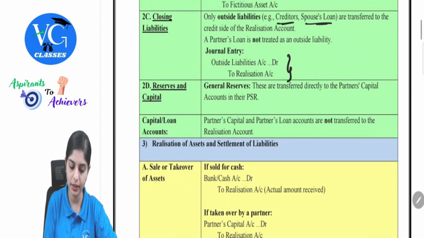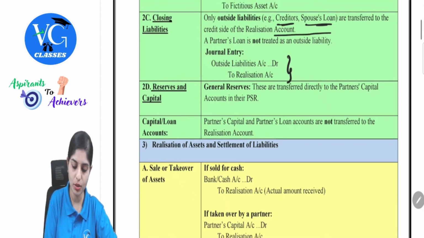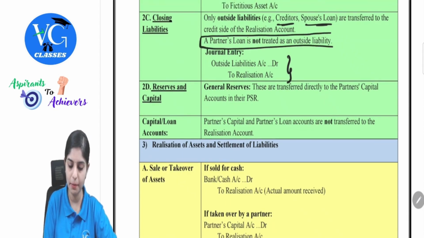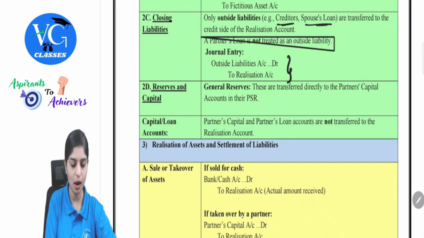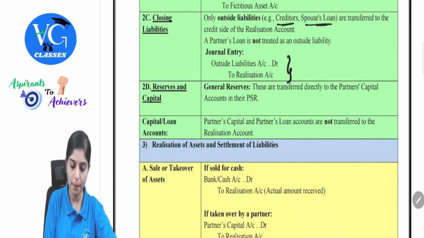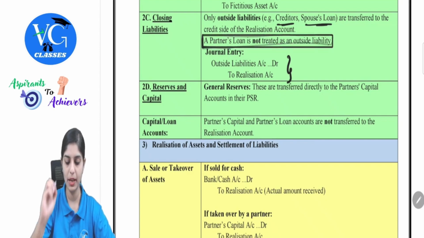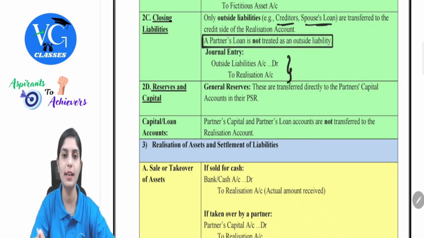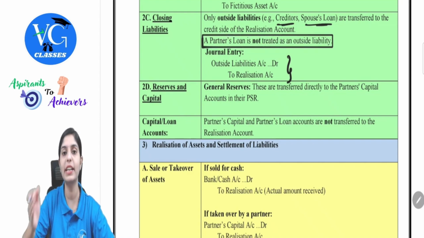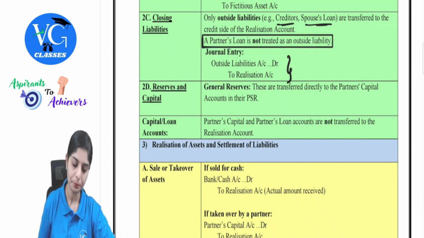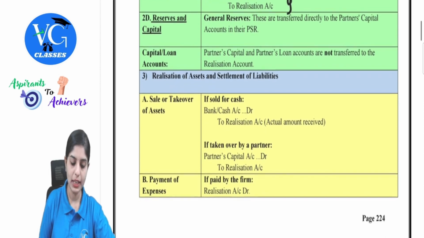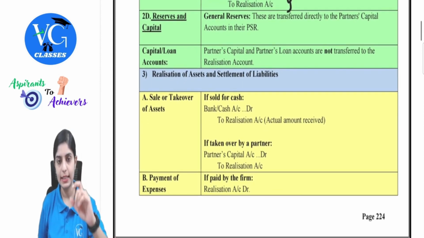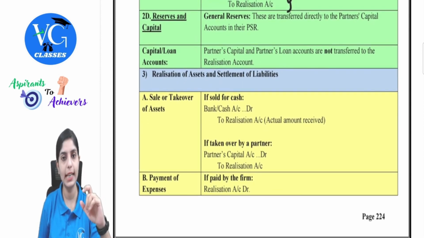One important point here is a partner's loan is not treated as an outside liability. See, the name itself says it is an outside liability. A partner's loan, that is, whatever loan amount is advanced by a partner, will not be treated as an outside liability. There is a separate treatment for that, which we will understand. Next, in the balance sheet, we have addressed assets, liabilities, outside liabilities.